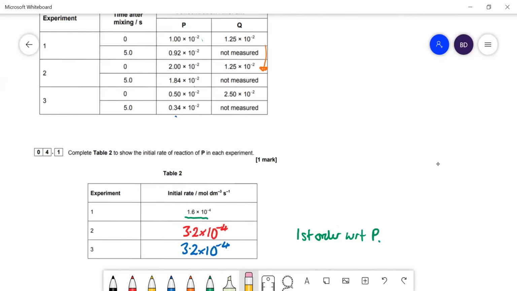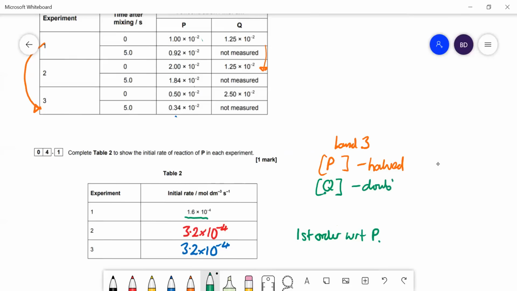Let's look at 1 and 3. Let's compare 1 and 3. The easiest choice is between 1 and 3. What have they done there? The P concentration has halved. What's happened to the concentration of Q? Well, the concentration of Q has doubled. What's happened to the rate? Well, the rate has doubled. Look, it's gone from 1.6 to 3.2.